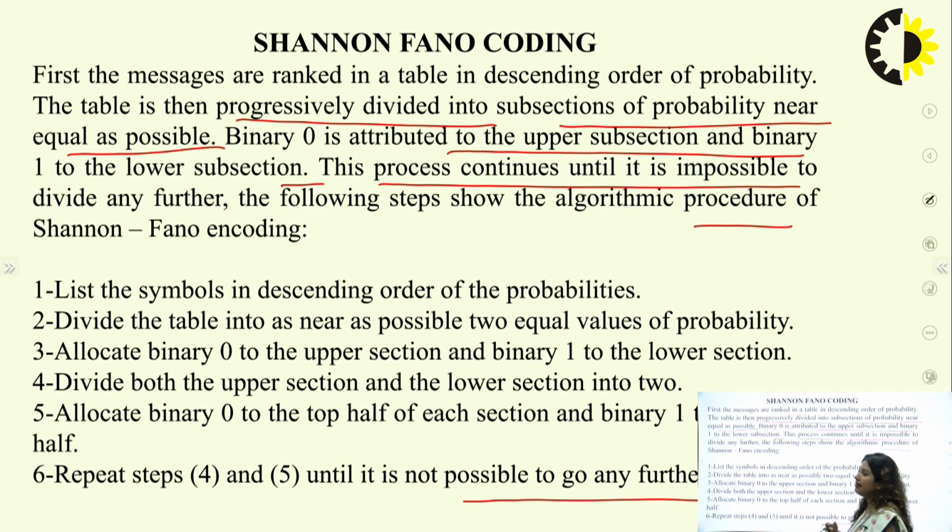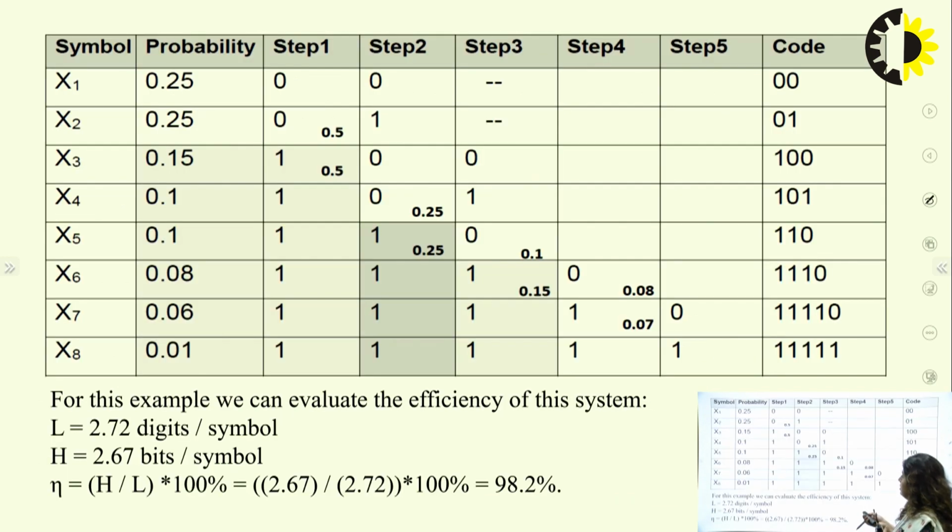So you have to divide the upper and the lower half until you get the individual elements assigned particular bits. From the example here, x1 to x8 are the symbols, and these are the probabilities: 0.25, 0.25, 0.15, 0.1, 0.1, 0.08, 0.06 and 0.01. These are obviously arranged in descending order.